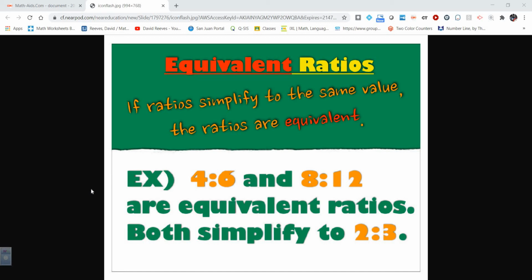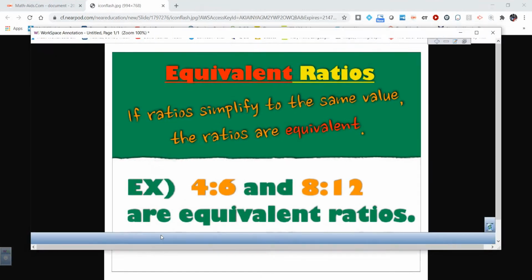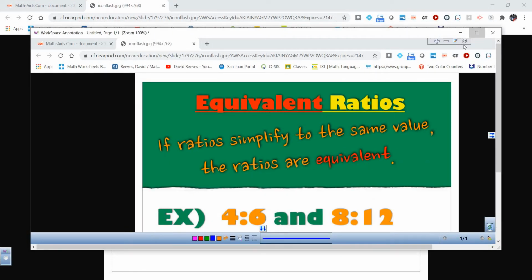So, in talking about what ratios are, we also talked about the idea that you can simplify ratios down by factoring out common factors. All right, so if you look at the example they have here, they have 4 to 6 and 8 to 12. Those are two equivalent ratios because they simplify down to 2/3. In fact, let me show you real quickly how that process works.